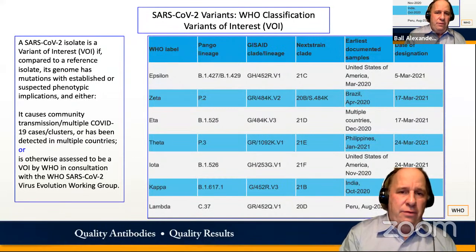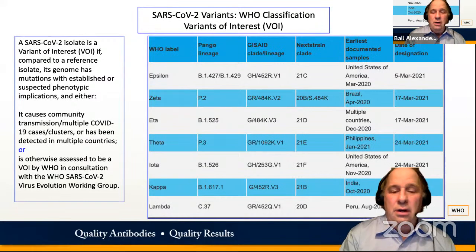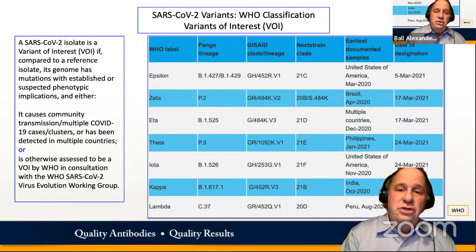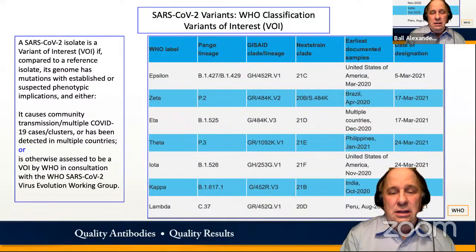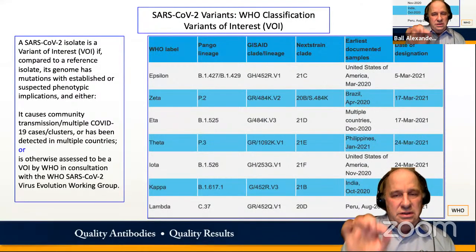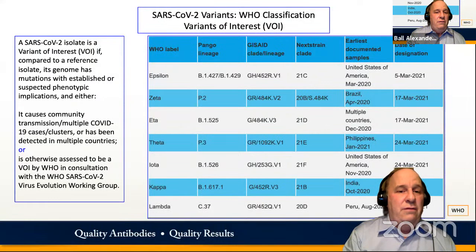And many of you are probably familiar with this nomenclature, the Pango lineage, where it was like B.1.427 or B.1.429 or P.2, P.3. B.1.617.1, which is another offshoot of the B.1.617, or B.1.617.2 is the actual Delta variant. And then there's the GISAID clade lineage. And so these are what are known as variants of interest. So this is a WHO classification. This is the variant of interest, or VOI, and there's presently 7 of them: epsilon, zeta, eta, theta, iota, kappa, and lambda.